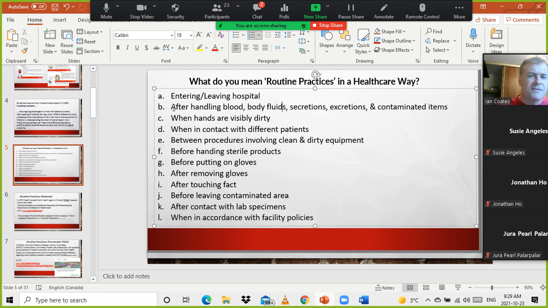This one here is very obvious. After handling blood, body fluid, secretions, excretions, contaminated items, right? Support staff and janitorial staff deal with these kinds of things, secretions, excretions, nurses, PSWs, all over this stuff. And this is routine practices.